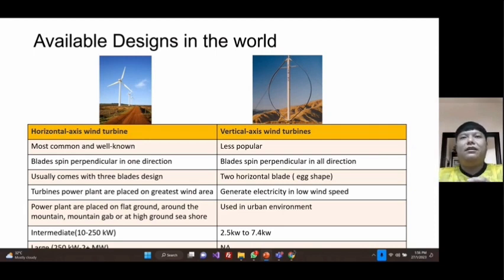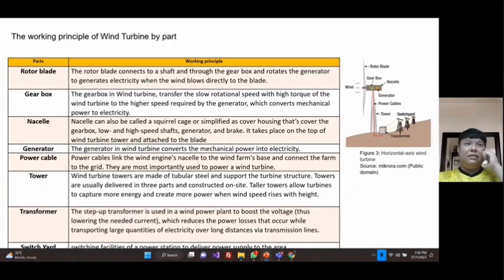The second one is the vertical axis wind turbine, which is less popular, and the blades spin perpendicular in all directions, and the two horizontal blades look like a shape. It generates electricity in low wind speed and is usually used in urban environments and produces lower voltage than the horizontal axis wind turbine. So these are the rotating parts of the wind turbine.